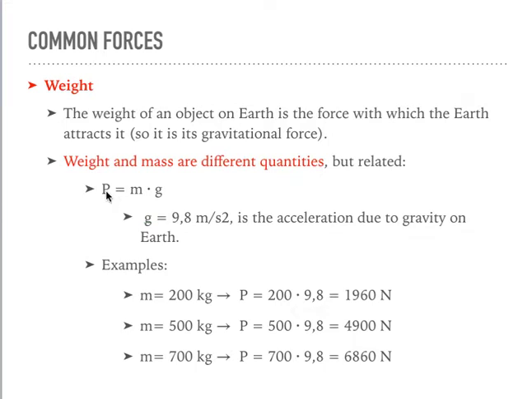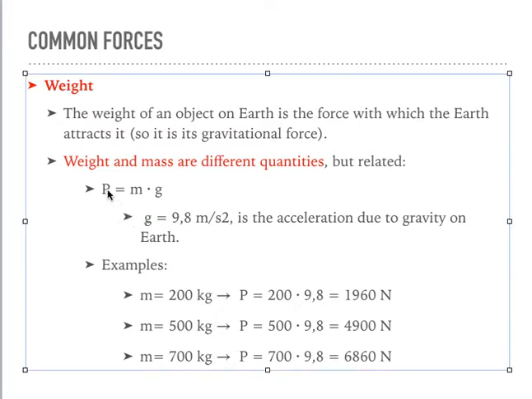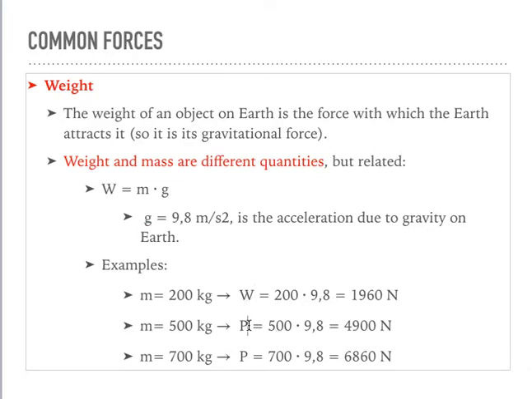That's why here there is a P of peso, and in these examples too, but later on we're going to call it W, from the English word weight. What is it? Well, this is the gravitational force due to some particular planet. In our case, we are on Earth, so the weight is the force with which the Earth attracts the object. So it's the gravitational force of one object on Earth or on any other planet.